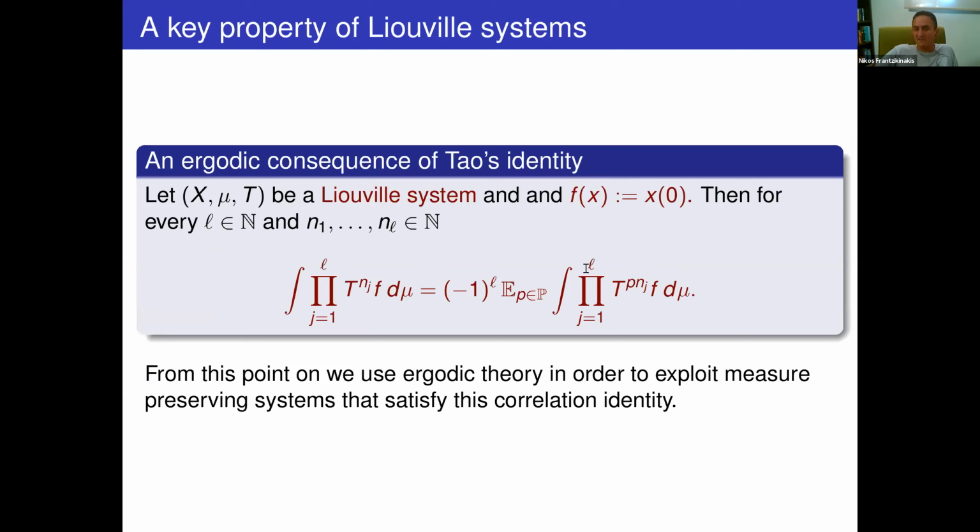Okay? That you have any Liouville system, if you use as f of x this specific function, then the correlations of this function are equal to this average correlation of a prime dilate, and you have this -1. So what we do later on is just study properties of systems that have this very curious property and try to extract as many properties as we can. Okay? So from this point on, you forget the Liouville function. You may only remember later on that you have irrational weights also. You just remember this identity.